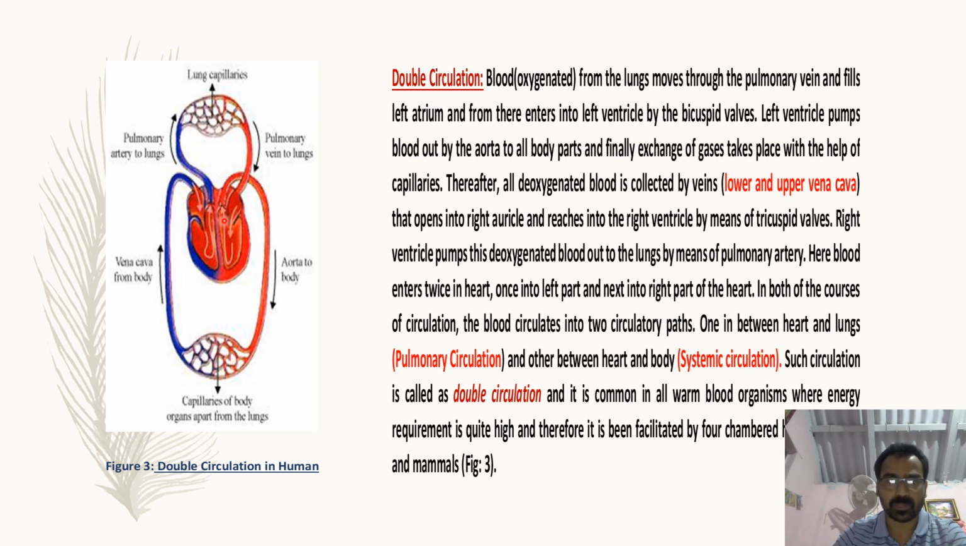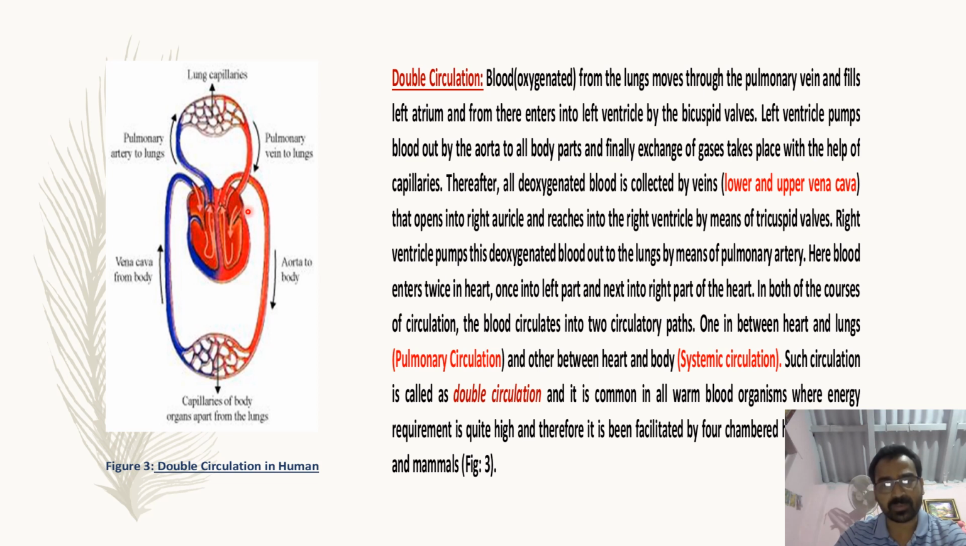The four-chambered heart is very unique to mammals and birds, and it has evolved for warm-blooded animals, where the requirement of energy is very high because they cannot change their body temperature in respect to the environment. They maintain their body temperature, so their energy requirement is much higher than that of poikilothermic or cold-blooded animals.